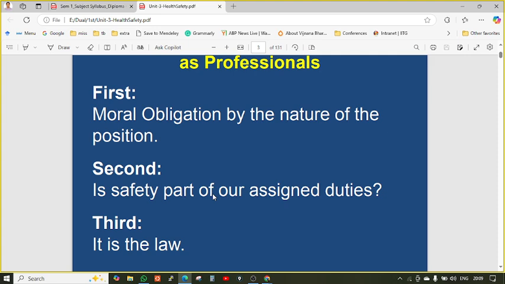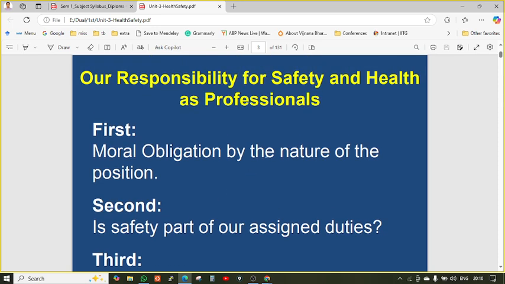First is the moral obligation, that means within yourself you have to decide whether it is right or wrong. Second, no one is going to decide whether it is safe or unsafe, you have to choose. Third, by force of law you have to choose the safe way. These are the three things all professionals and all health associations follow.